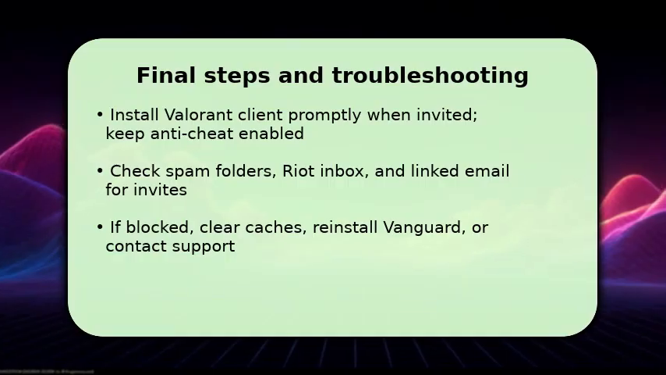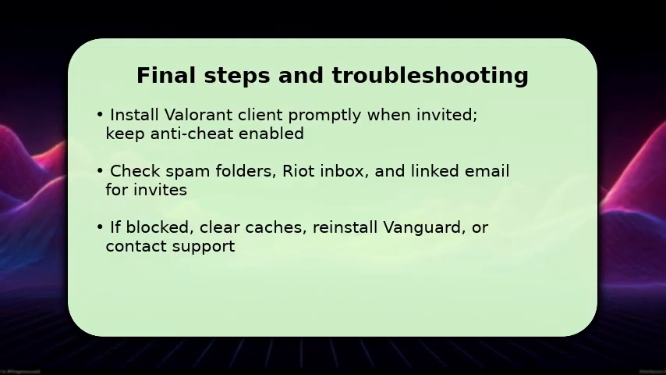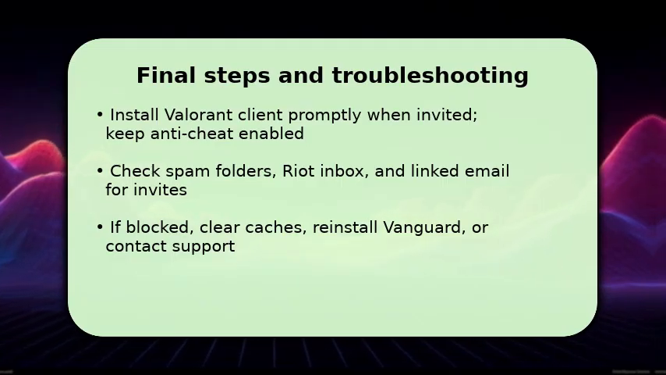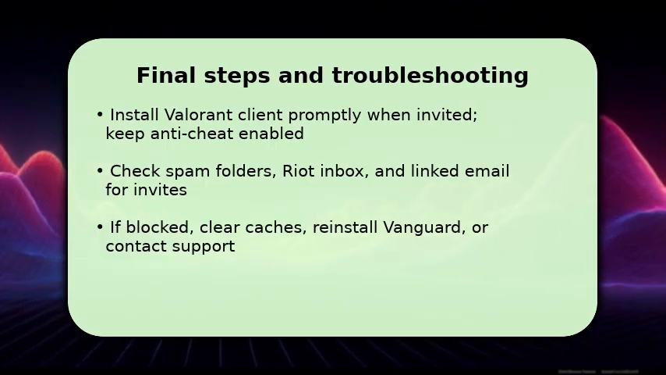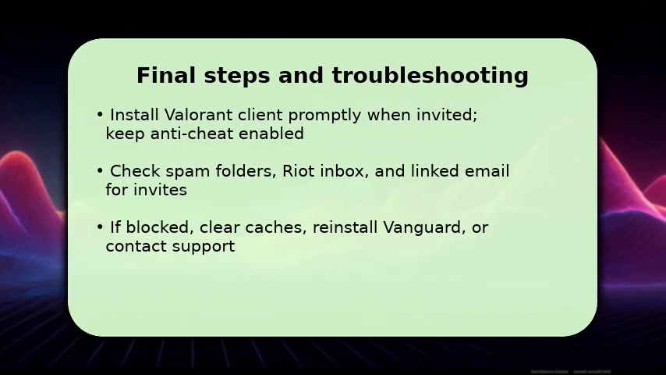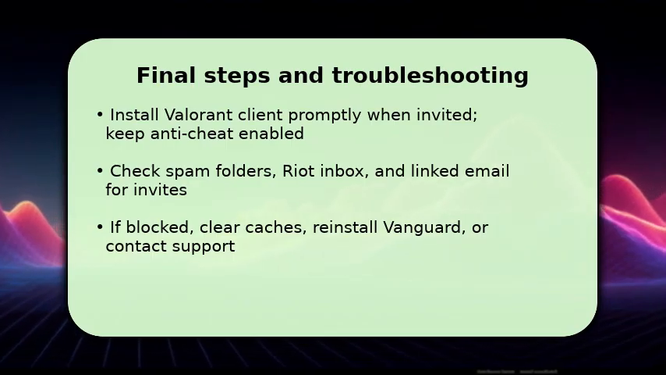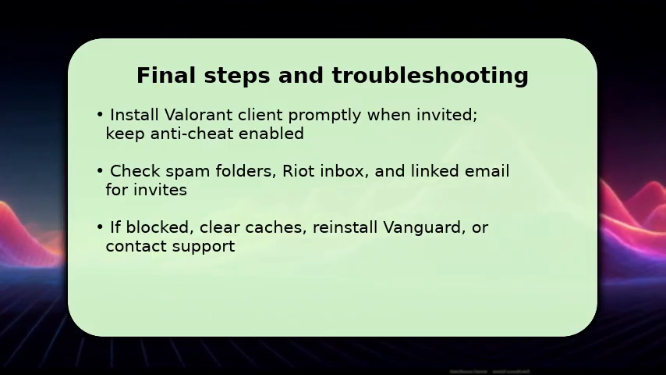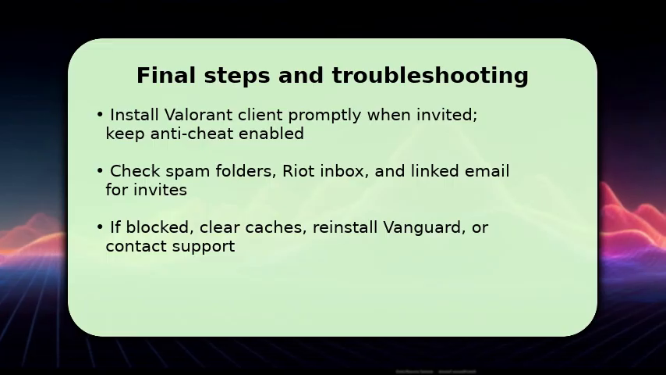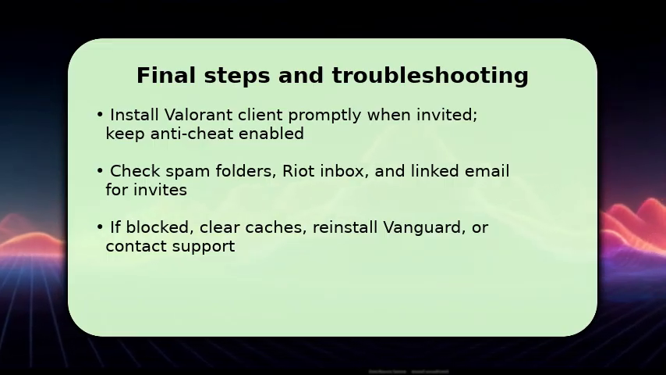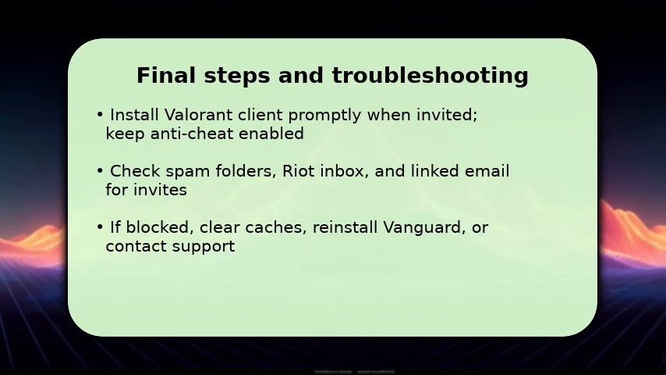You finish by responding fast to an invite and resolving common failures. When Riot sends a beta invite, install the Valorant client immediately and ensure Vanguard anti-cheat is enabled. Delayed installs sometimes lose slots. Once installed, sign in and complete any onboarding prompts. If you never receive an invite, check spam and Riot inboxes and confirm your email link. If the client fails, clear temporary files, reinstall Vanguard, and contact Riot support with account details. This usually fixes access blockers.